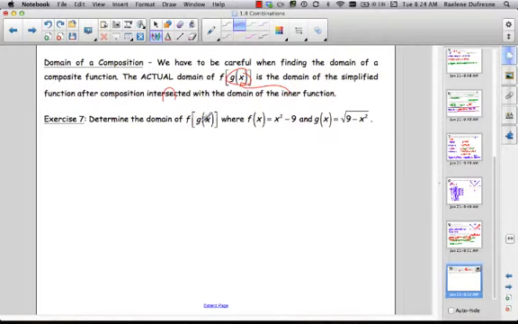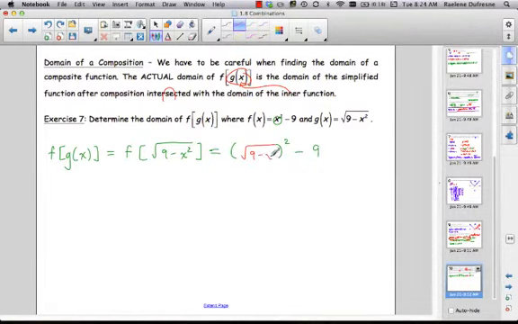Determine the domain of f of g of x, where f of x is this and g of x is this. Okay, so our f of g of x function looks like the f function with the square root of 9 minus x squared substituted in, and f is the squaring and then subtracting 9 function. So square, then subtract 9. What goes in here is the square root of 9 minus x squared. So when we simplify this, we get 9 minus x squared, subtract 9, is equal to negative x squared.